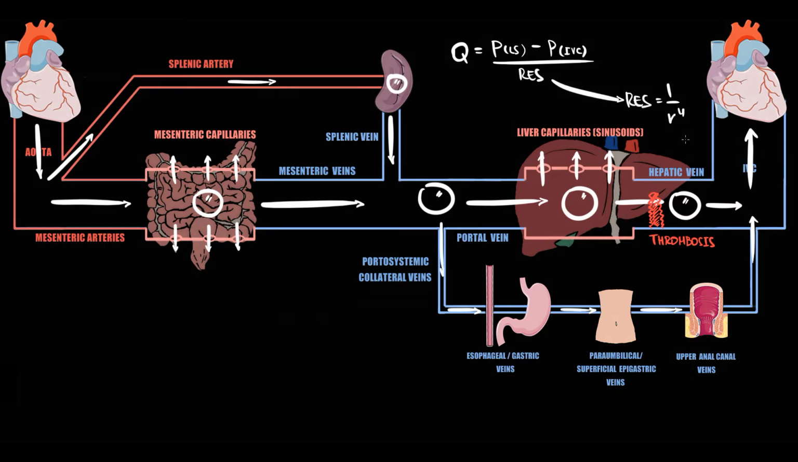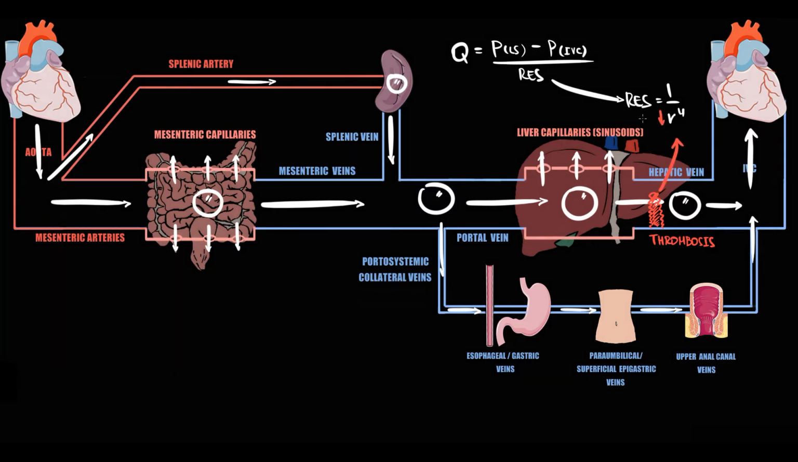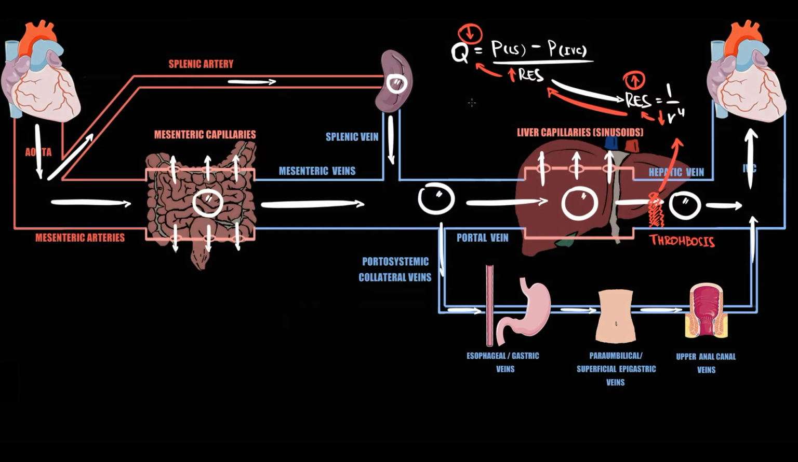So if thrombosis occurs, then the radius inside the hepatic vein decreases. With a decrease in radius, resistance increases and flow through this area decreases. So the inflow of blood to liver sinusoids remains the same. The outflow of blood decreases due to a thrombosis. This results in accumulation of fluid proximal to the thrombosis.